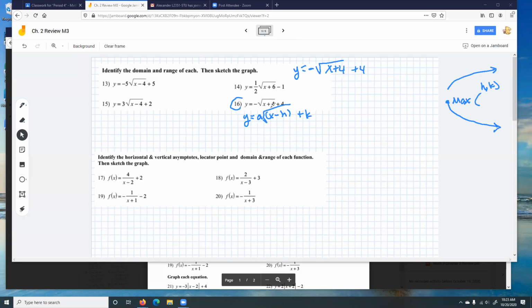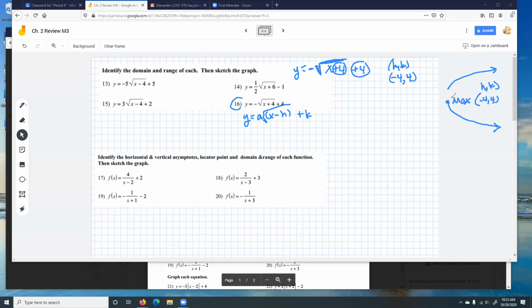Okay, so my h is the opposite of this. My h is the opposite of +4, so -4, and my k is +4, right? We always take the opposite underneath the parentheses, or in this case, the square root. Take the opposite of that number. So -4. That point right there is (-4, 4). That's my maximum. And it's flipped upside down because of the negative.